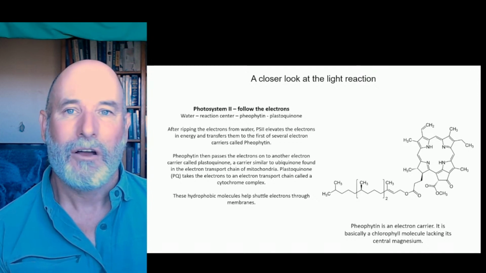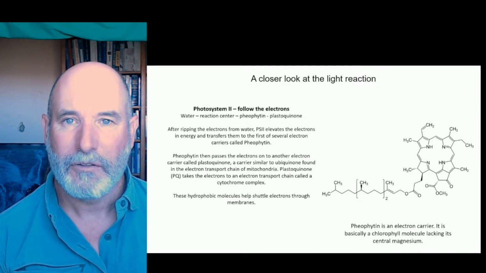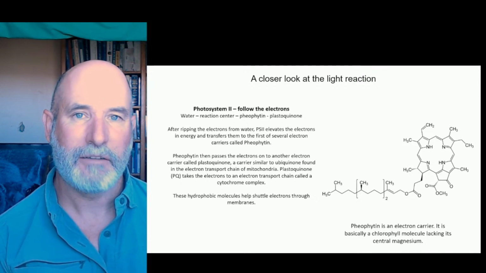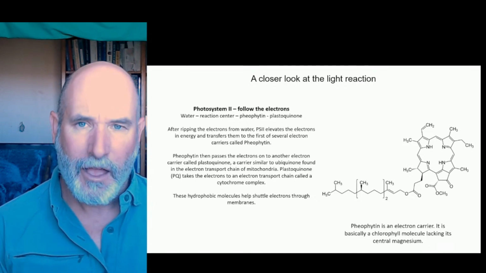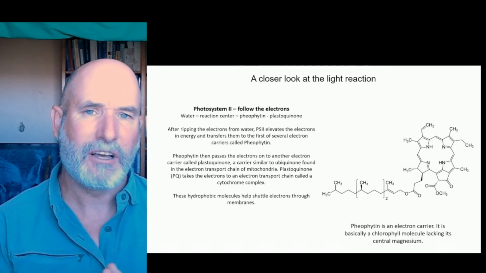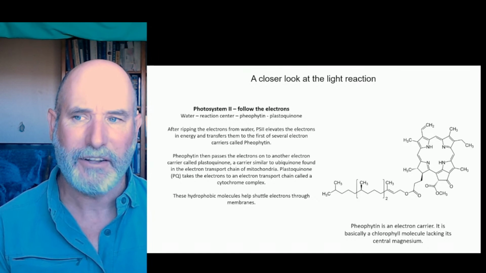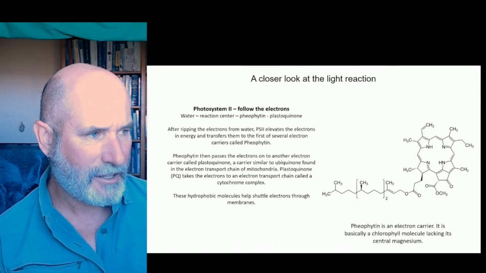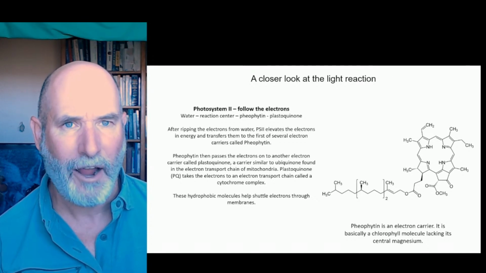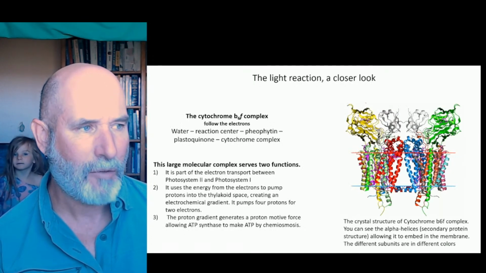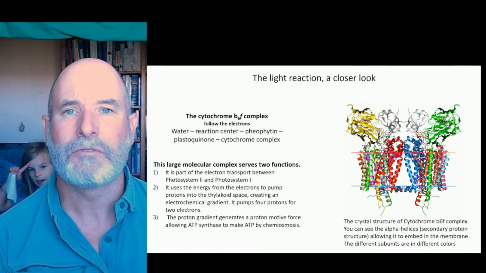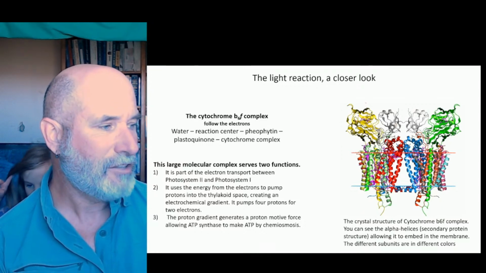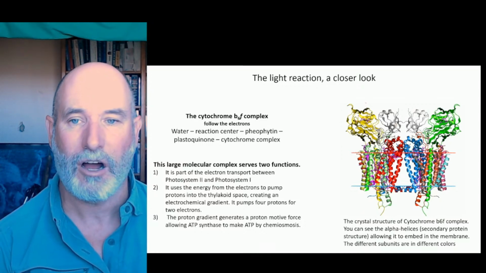Of course, the electrons, as you know, come from water. They get elevated by light in the reaction center. Then as they get elevated, they get picked up by a molecule called pheophytin. Pheophytin will then take it to another electron carrier called plastoquinone, which then takes it to the cytochrome complex. Now, this cytochrome complex is another really large complex.